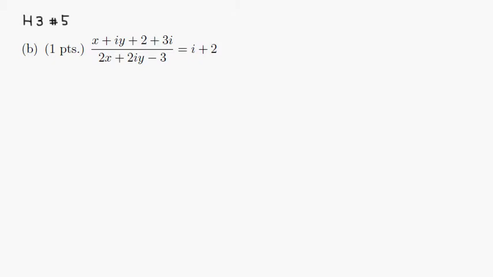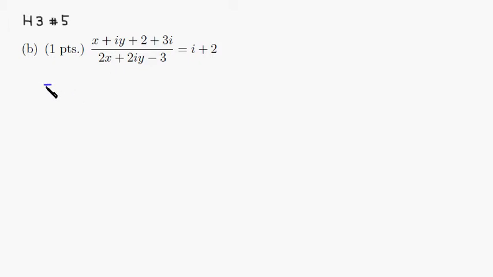Okay, let's look at homework 3, problem number 5, part B. So we have this complex equation, and we want to find real values x and y. Alright, let's do that. Since fractions are hard to deal with, I'm going to multiply both sides by the denominator so that we don't have to deal with fractions.